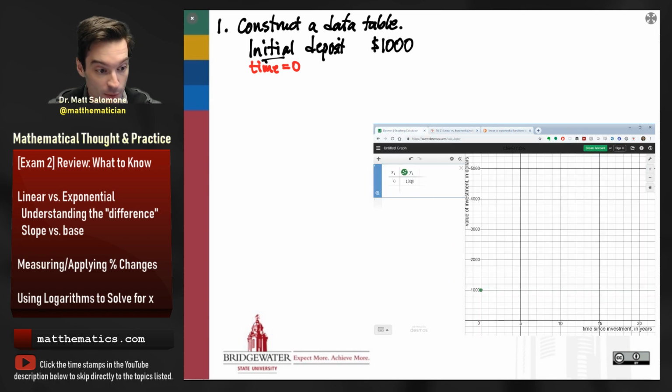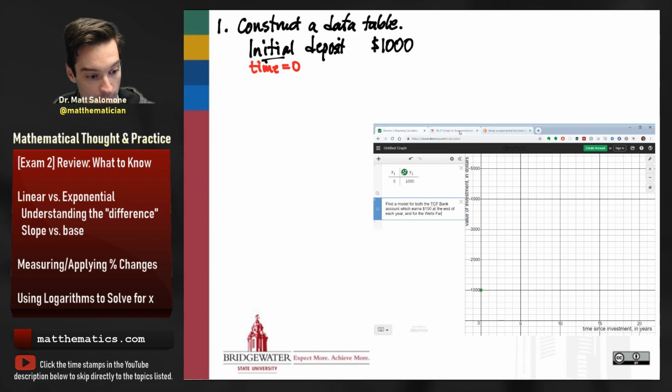It gives me one ordered pair in my table of data. So let me put in a note here that what we're going to want to do is to find a model, an equation model, for both the TCF bank account, which earns exactly $100 at the end of each year, and for the Wells Fargo model, which earns 6% at the end of each year. Right? So the model that I just started graphing here, this green data point, is actually the initial data point for both of our models.